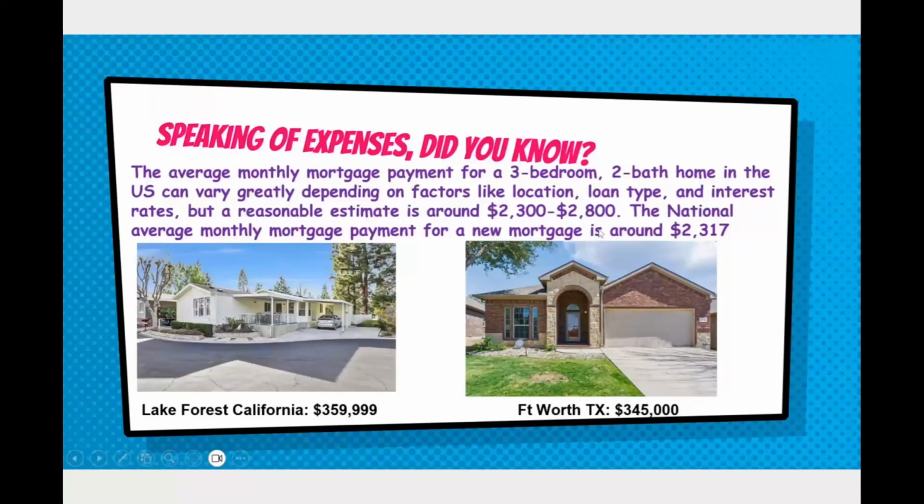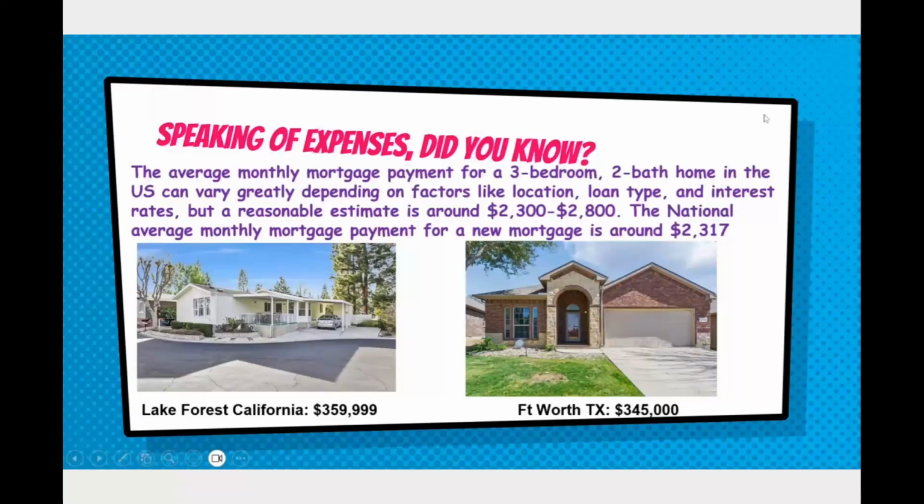2,300 to 2,800. The national average monthly mortgage payment for a new mortgage with a three-bedroom, two-bath, which can be small. It doesn't necessarily have to be small. You can have three-bedroom, two-bath homes that are like 2,500 square feet. You can also have them that are about 1,500 square feet. It really just depends. But the national average is around 2317. So we're going to go with that.